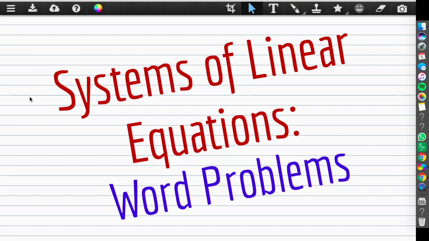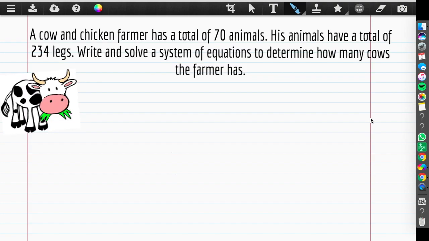Alright, in this video we're going to go over how to use system of linear equations to solve for various answers in word problems. So our first equation today says a cow and chicken farmer has a total of 70 animals. His animals have a total of 234 legs. Write and solve a system of equations to determine how many cows the farmer has.